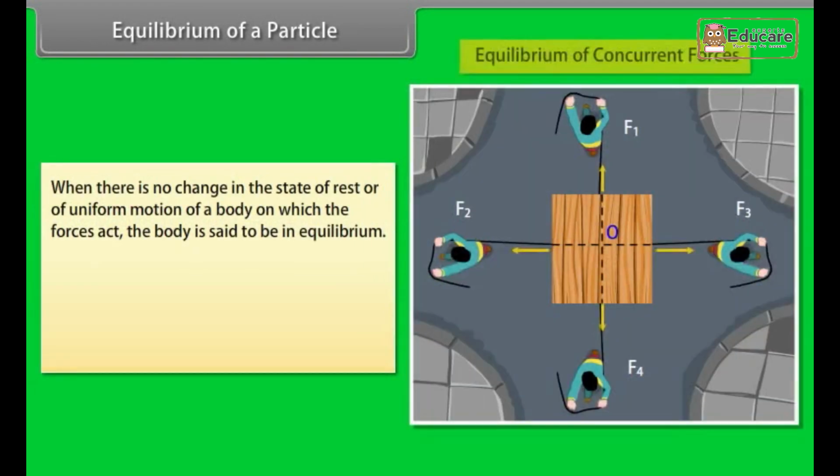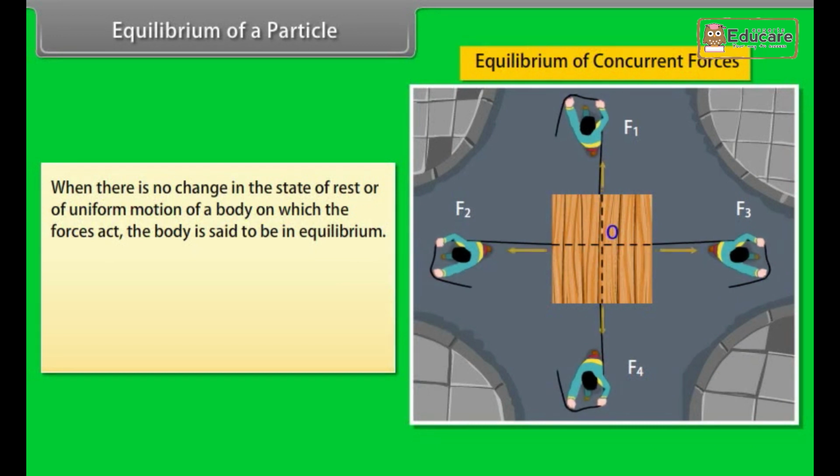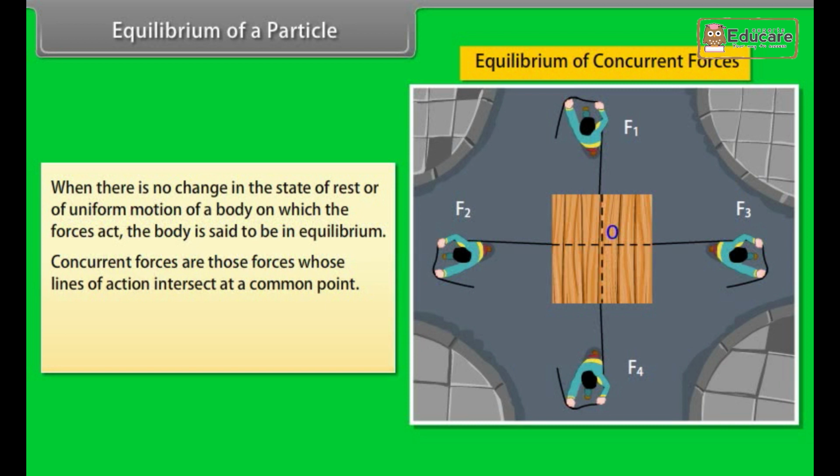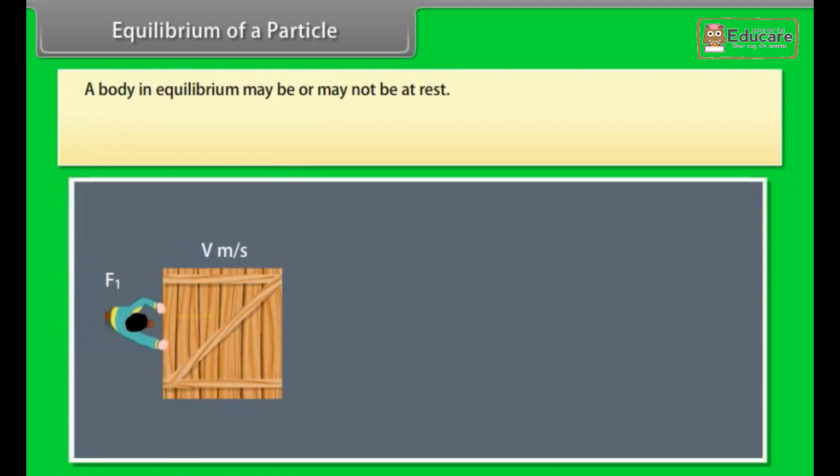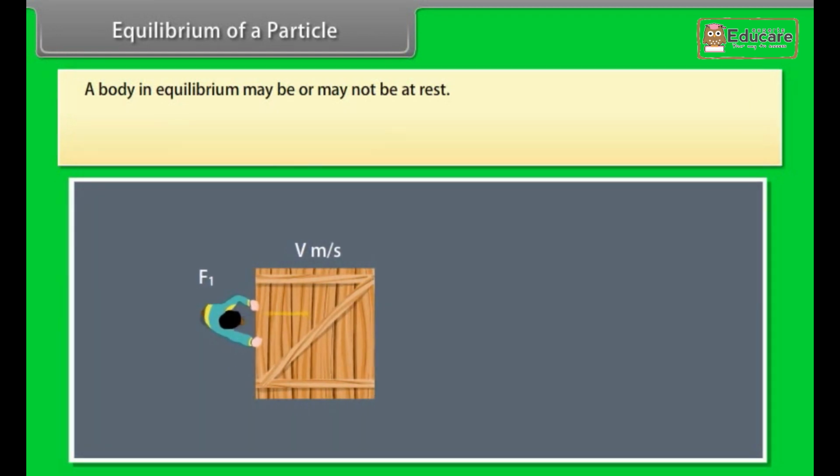Equilibrium of a particle. When there is no change in the state of rest or of uniform motion of a body on which the forces act, the body is said to be in equilibrium. Concurrent forces are those forces whose lines of action intersect at a common point. The figure shows 4 concurrent forces F1, F2, F3 and F4 whose lines of action intersect at O. A body in equilibrium may be or may not be at rest.